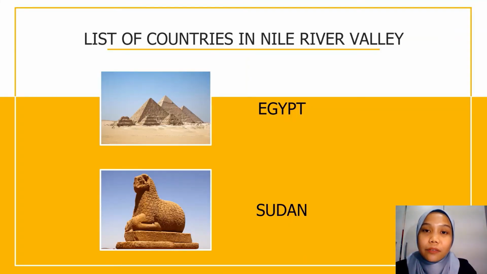This is the list of countries in the Nile River Valley: Egypt and Sudan. Egypt and Sudan share some commonalities, but their geographic positions, political environments, and products create differences.